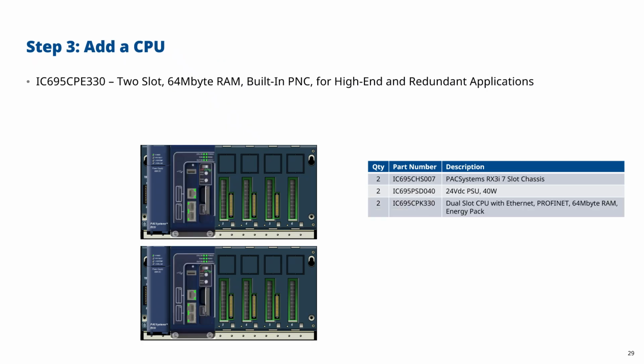Then you add your CPUs. In this case, there's only one choice because only the CPE 330 supports redundancy, so you'd add the CPE 330, and then your only decision there is, do you want the energy pack or not? And in a budget quote, I would normally add the energy pack just to be on the safe side. It could always be removed later, but that would normally be an engineering discussion. So again, nice and simple bill of materials with 2 chassis, 2 power supply, 2 CPUs.